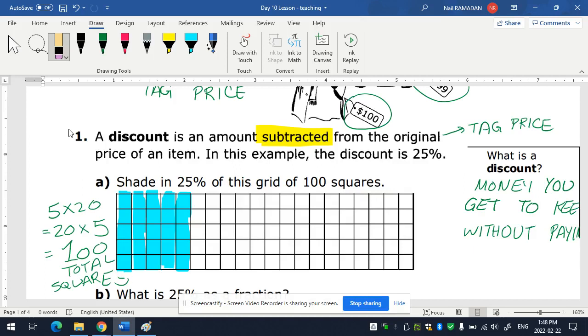There we go. Now it's much contained. Well, yes. Okay. That's it. That's the easiest way to shade in 25 out of 100.